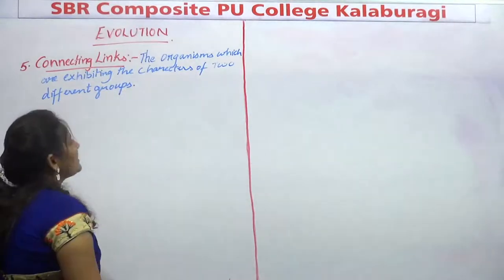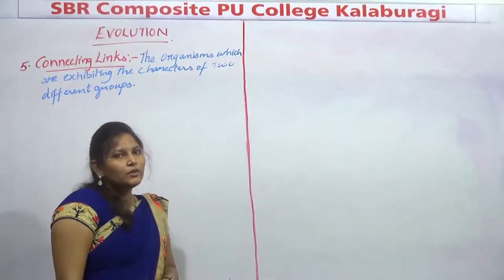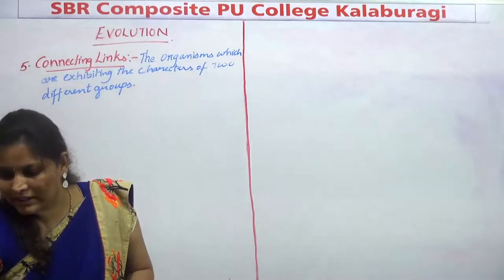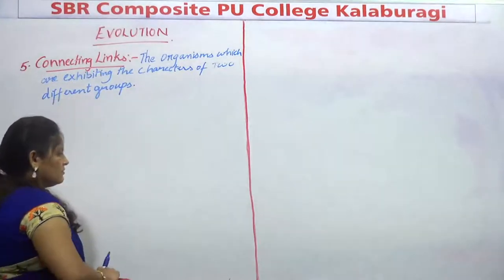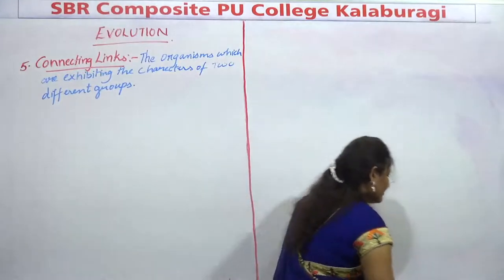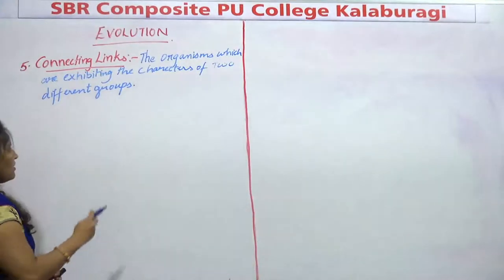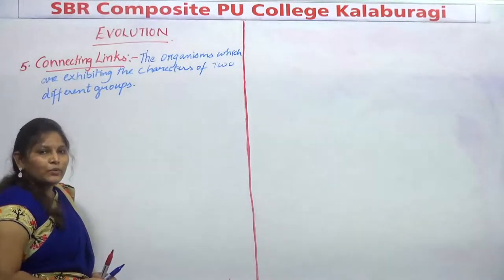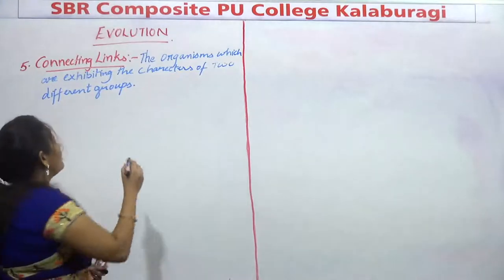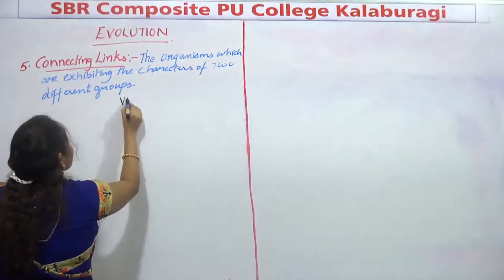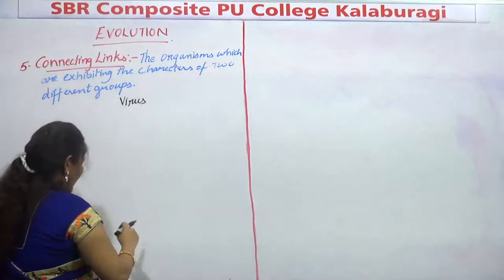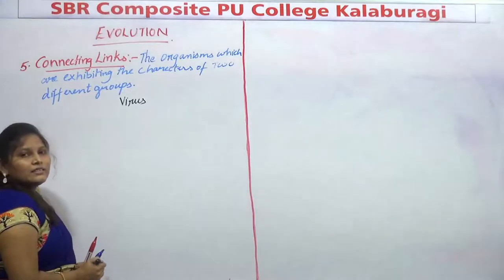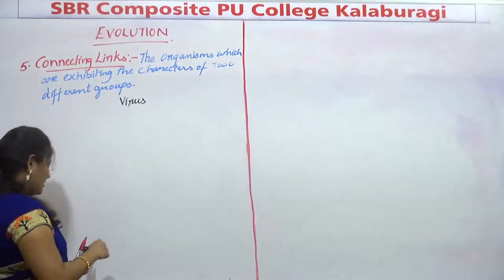The organisms which are exhibiting the characters of two different groups are known as connecting rings. Okay? What are all those connecting rings? Why does it act as the connecting link between the non-living world and the living world? Virus is the connecting link between non-living things and living organisms.